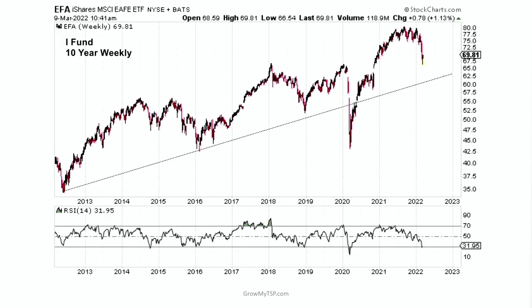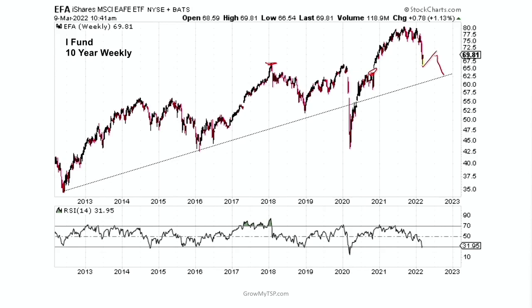So the next area to look at here is 65, and we're just about there. We also have this gap right here. So if price comes down and fills that gap, somewhere a little above 62.50, say 63, filling that gap would be a reasonable place to expect some kind of rebound.